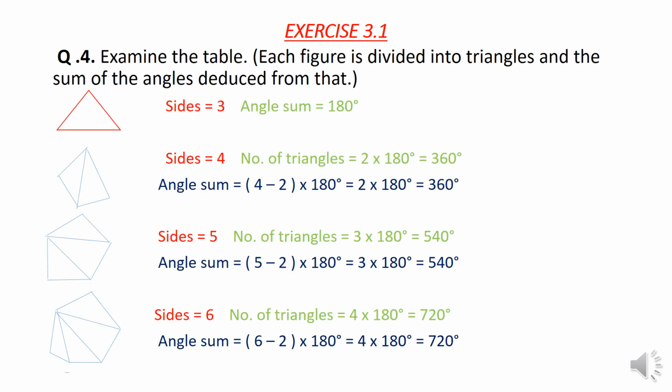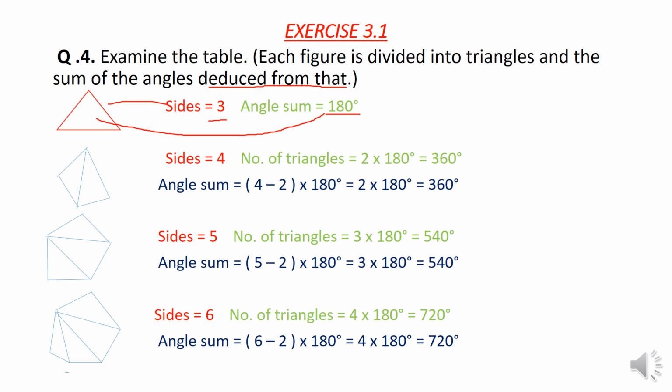Now, students, let us proceed to question number 4. Here, question number 4 is to examine the table. Each figure is divided into triangles and the sum of the angles is deduced from that. The first figure is a triangle, which has 3 sides. We know the sum of all angles of a triangle is always equal to 180 degrees. So for one triangle, how much is the sum?